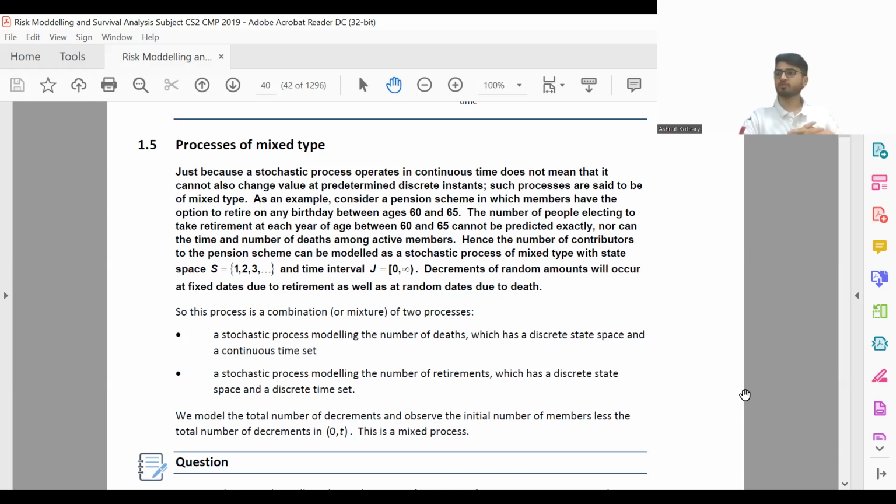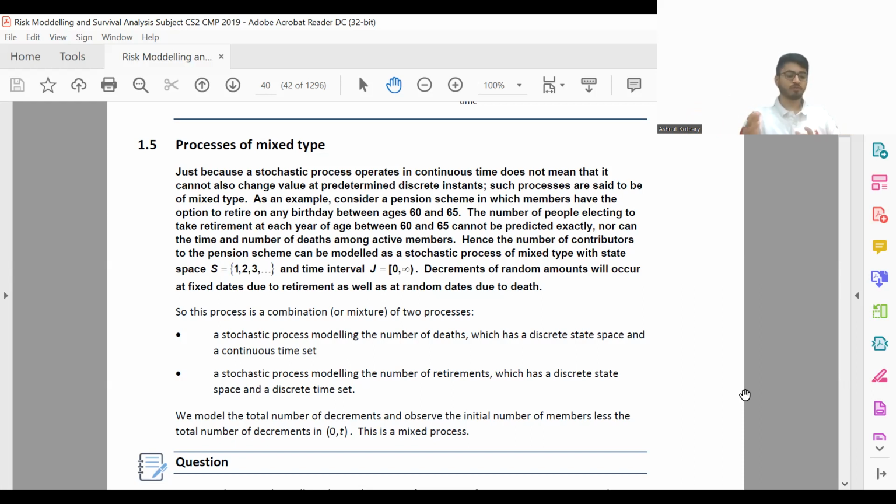So is this definition of process of mixed type clear? Generally, when we look at processes of mixed type, the process we're looking at can be subdivided into two or more processes, one of which will have continuous time and the other discrete time.